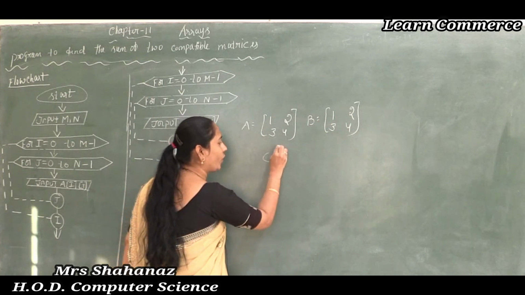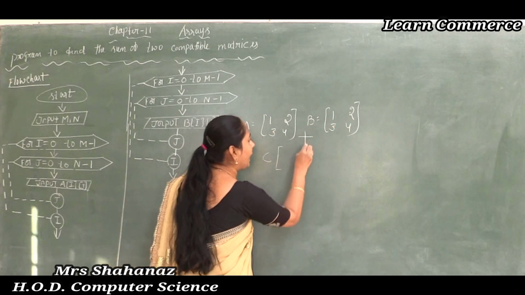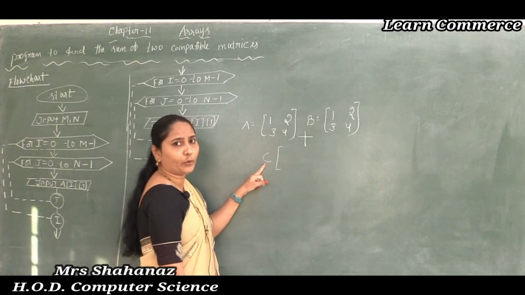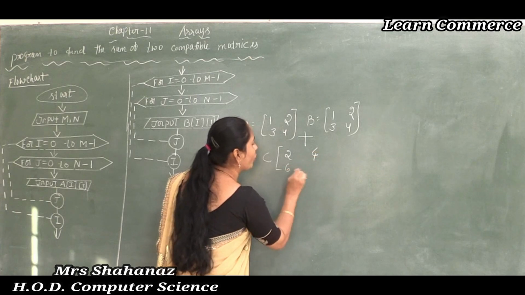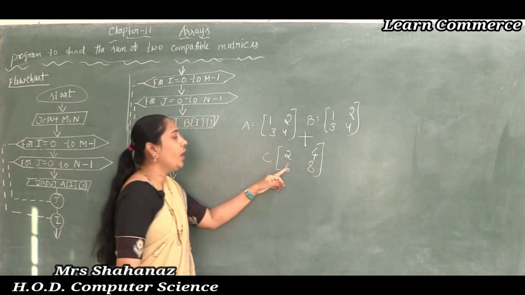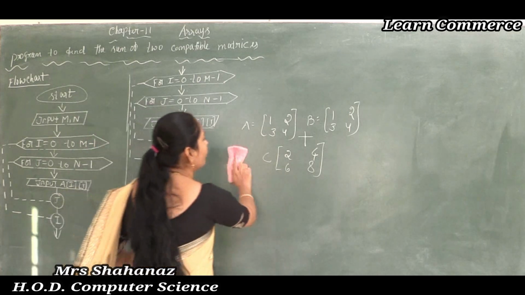Now later, whatever the value is, the A matrix and B matrix are going to be added, and that result is going to be input into the C of ij. So the final result will be 2 4 6 8. Now, just to know the result, we need to write the flow chart. Okay, here we need to write the flow chart.